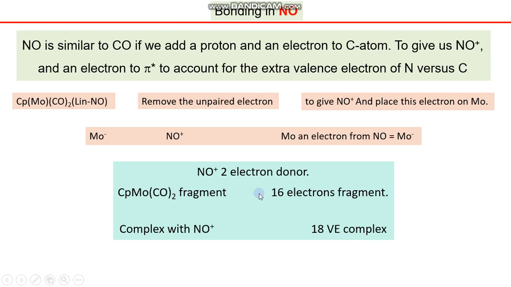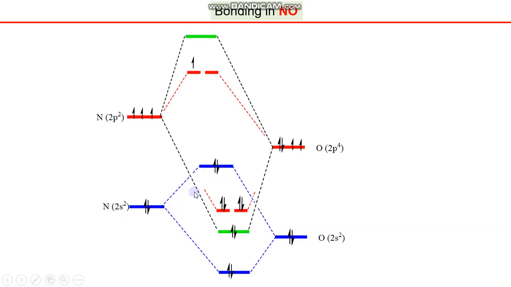So how bonding in nitrosyl works, we have to explain on the basis of molecular orbital theory in the next slide. So this is the molecular orbital diagram of nitrosyl. We have to place the atom which possesses comparatively less electronegativity on the left-hand side, and the one with high electronegativity on the right-hand side.